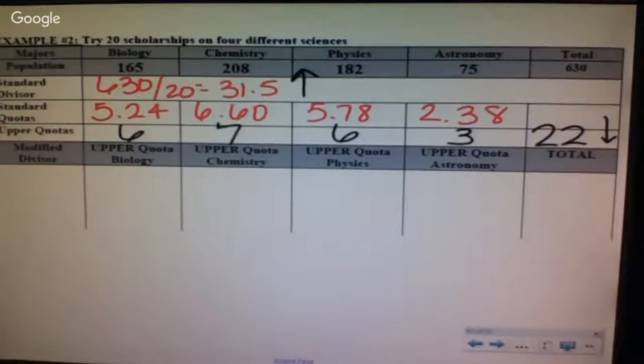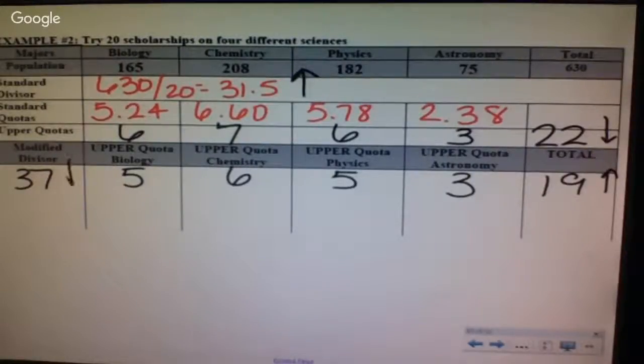37. All right. 37, I got you. Is that a bit too crazy? Yeah. All right, so when we jump to 37, we're now at 5, 6, 5, and 3. That actually didn't go too bad. It did go under by 1 though. We're now at 19. So 19 needs to go up, so 37 needs to go down.